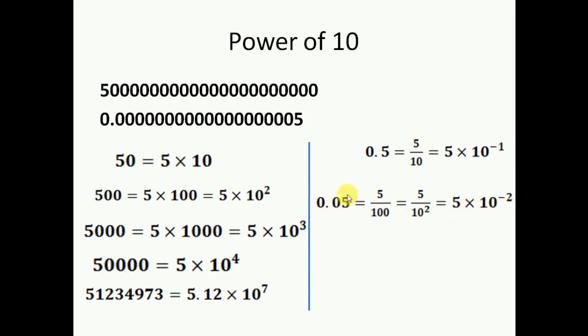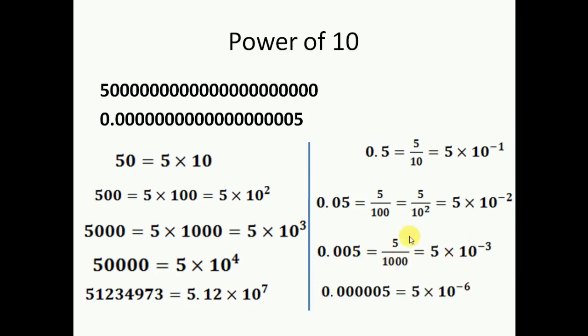You just need to write this number and then count how many digits there are after the decimal point. There are 2 digits, so I'll just write minus 2. Similarly, 0.005 can be written as 5 into 10 to the power minus 3, and this one, I'll count 1 2 3 4 5 6, so it is 5 into 10 to the power minus 6. So similarly you can use the power of 10 to represent these two numbers. You can try it and give your answer in the comment box.